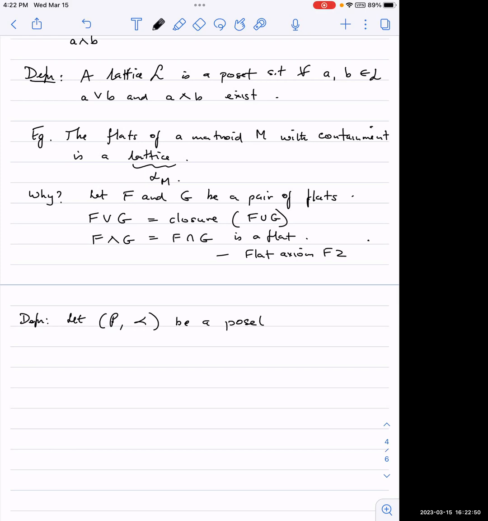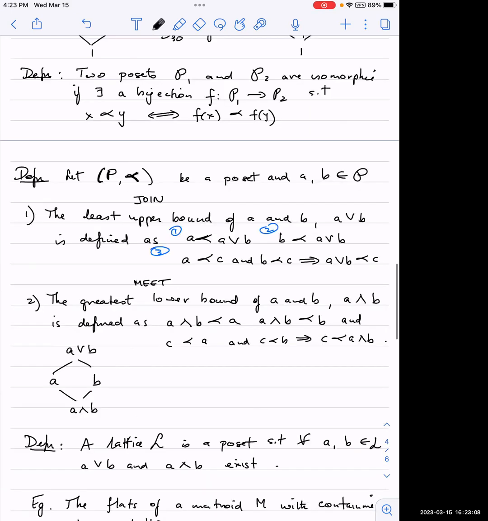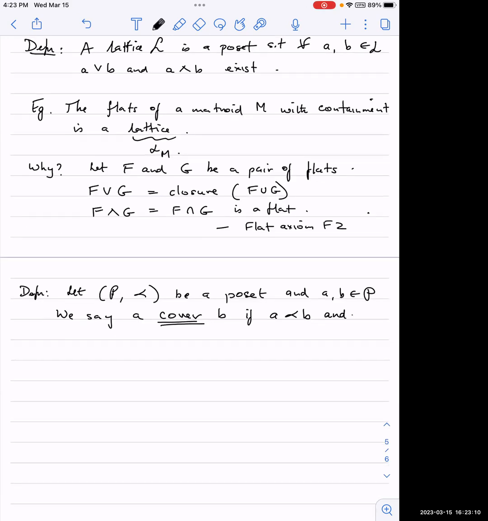Graded lattice. So let P be a poset and A, B in P. We say A covers B if A is less than B, right? And there is no element in between.